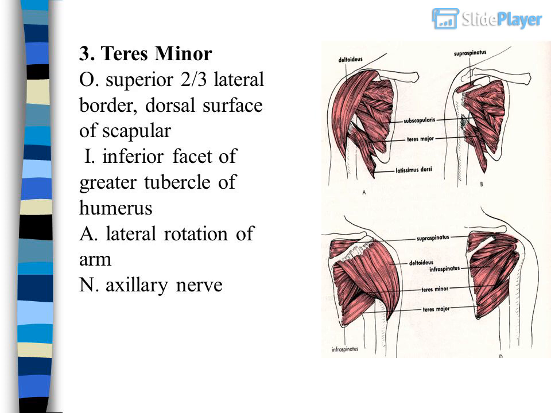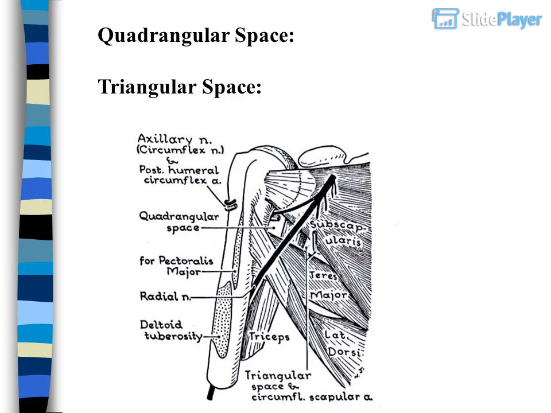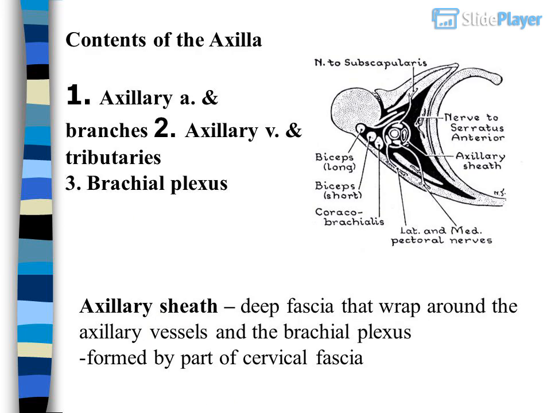6. Teres minor. Origin: superior 2/3 of lateral border, dorsal surface of scapula. Insertion: inferior facet of greater tubercle of humerus. Action: lateral rotation of arm. Nerve: axillary nerve. Quadrangular space. Triangular space. 1. Axillary artery and branches. 2. Axillary vein and tributaries.